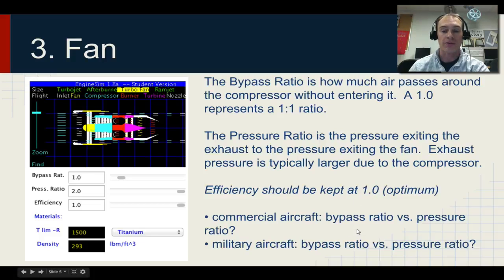In a commercial aircraft, what is the bypass ratio versus the pressure ratio? In a military aircraft, what's the bypass ratio versus the pressure ratio? That's something that you could do a quick Google search for and see if you can figure out some information on there. I've given you some design specs that you have to keep your bypass ratio within. But hopefully your Google search is going to show you how a bypass ratio is different between a commercial aircraft and a military aircraft. That's a pretty significant, pretty important piece of information, so make sure you Google that. Then also note the material that you're going to have to use for that one.